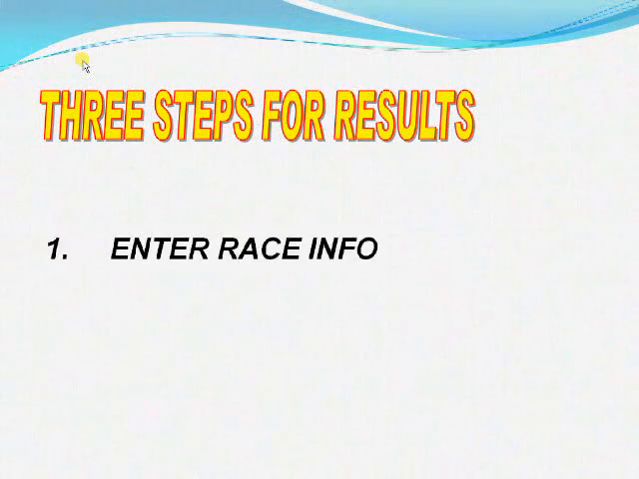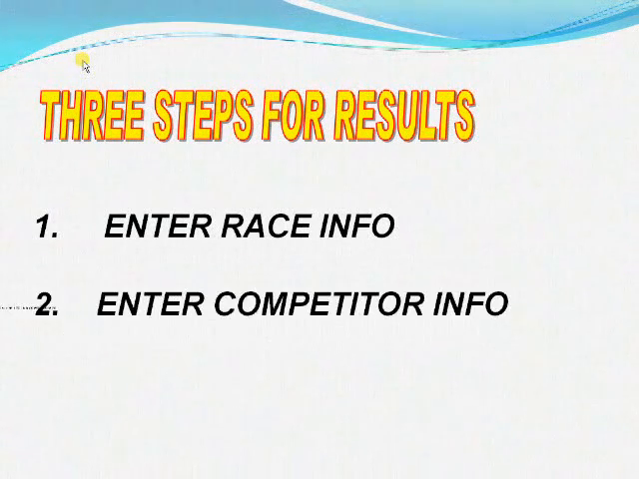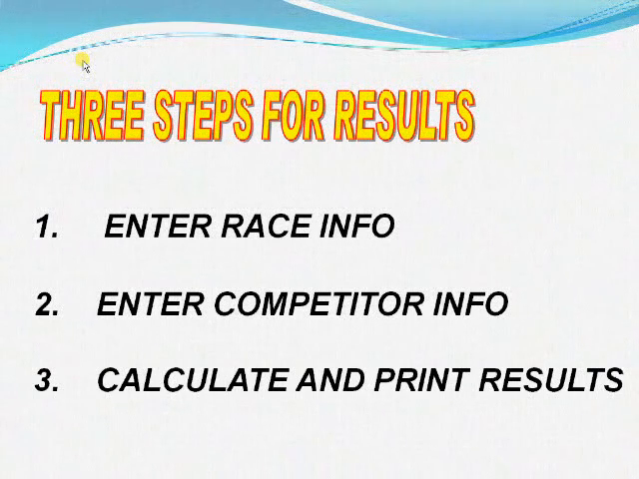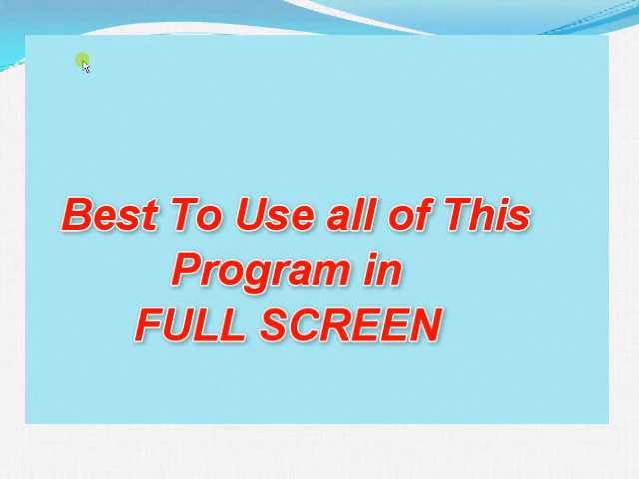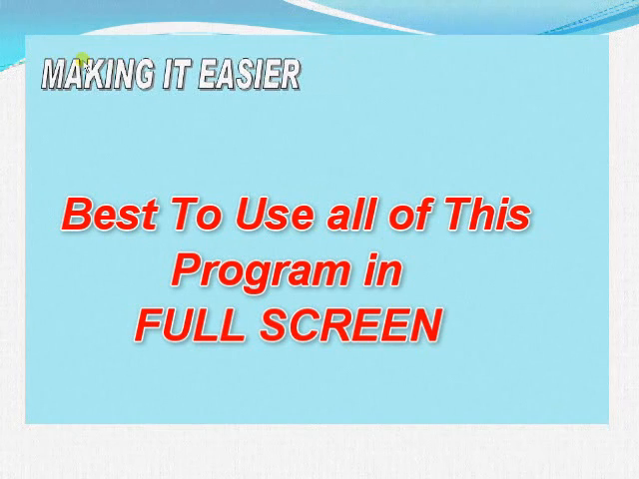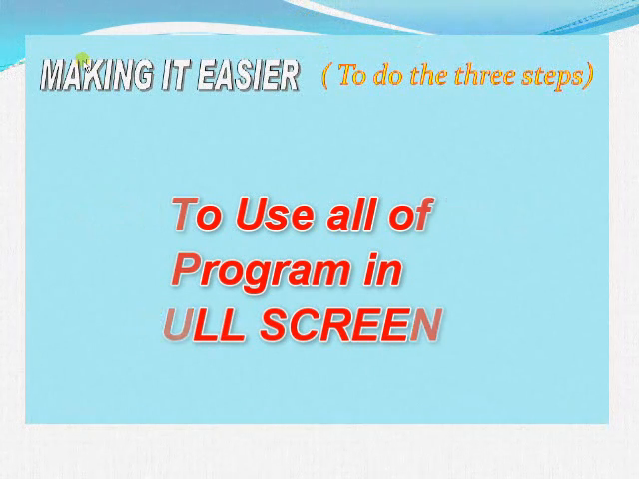Three simple steps for the results. 1. Enter race information, 2. Enter competitors' information, and 3. Calculate and print results. Now let's look at making it easier to do the 3 steps.